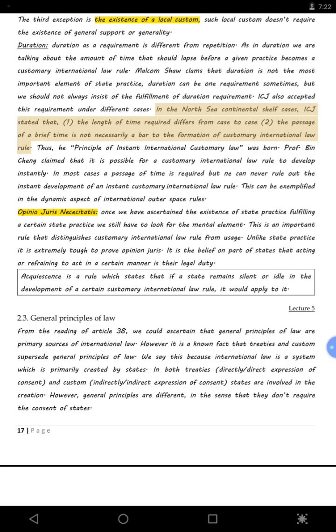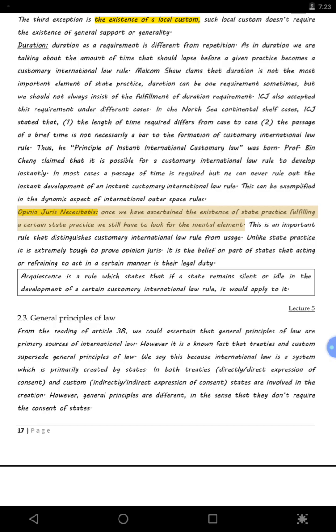In the North Sea continental shelf cases, ICJ stated that 1. The length of time required differs from case to case. 2. The passage of a brief time is not necessarily a bar to the formation of customary international law rule. Thus, the key principle of instant international customary law was born. Professor Bin Cheng claimed that it is possible for a customary international law rule to develop instantly. In most cases a passage of time is required, but they can never rule out the development of an instant customary international law rule. This can be exemplified in the dynamic aspect of international outer space rules.